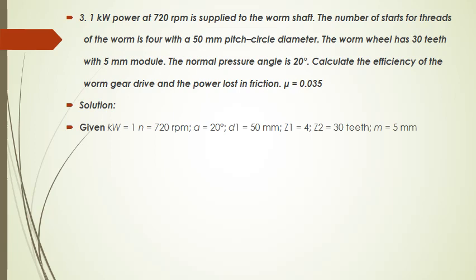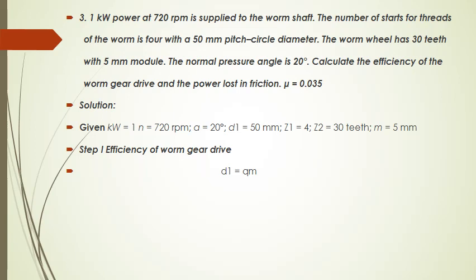These are the given quantities. Kilowatt is equal to 1, rpm small n is equal to 720 rpm, pressure angle alpha is equal to 20 degree, d1 is equal to 50 mm, z1 is equal to 4, z2 is equal to 30 teeth and module m is equal to 5 mm. Now step 1, efficiency of worm gear.